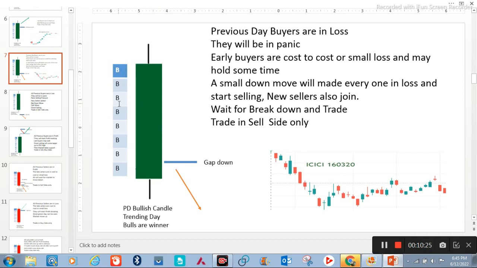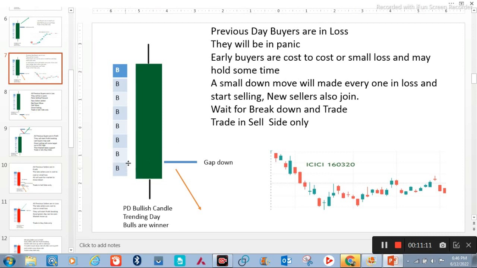He is also lost. He is also lost. He may be cost to cost, and this candidate will be a little bit in profit. Previous day buyers are in loss. In general, all these buyers are in loss because there is a big gap down opening. They will be in panic. Definitely, when you have bought here and the market gaps down the next day, this buyer will be in panic. Early buyers are cost to cost, or in a small loss.